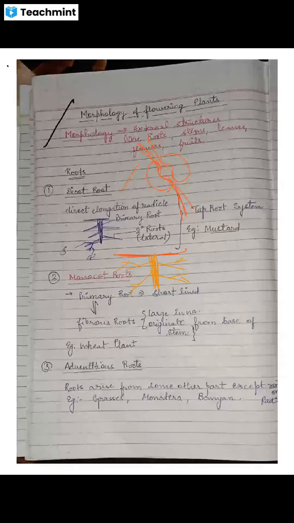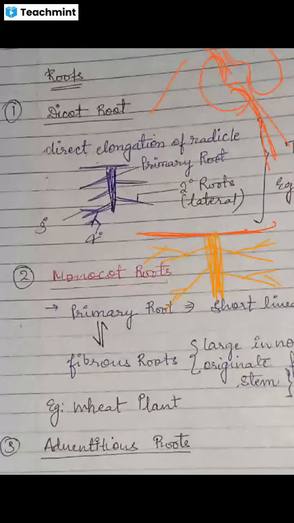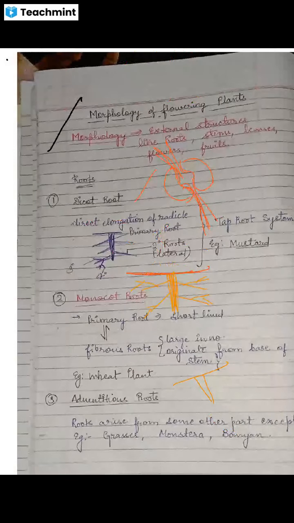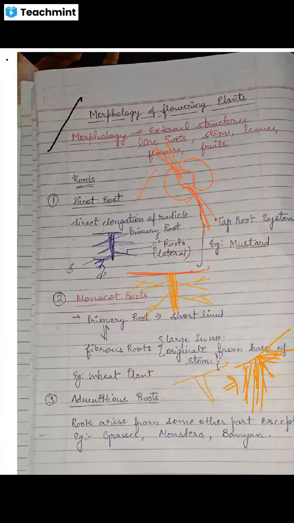Example is mustard. In the monocots, the primary roots are very short-lived. Short-lived means the primary roots are there, but soon they are replaced by fibrous roots in this manner. Fibrous roots are large in number and they originate from the base of the stem. Example is the wheat plant.